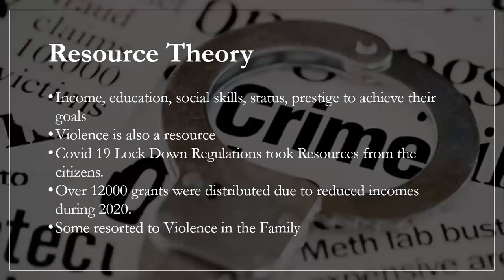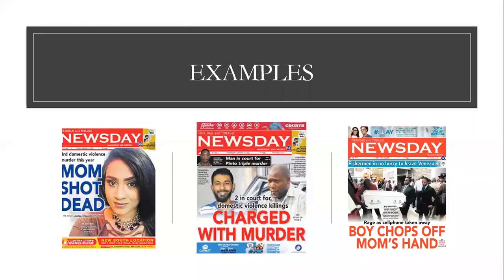So what happened in the pandemic lockdown? COVID-19 lockdown regulations took away resources from the people, one of them mainly being income. But 12,000 grants were distributed due to reduced incomes during the year 2020. What happened? Some of those people resorted to violence in the family because violence is also a resource they can use to achieve their goals. On the slide, we can see a couple of news clippings of some of the violence that took place domestically.